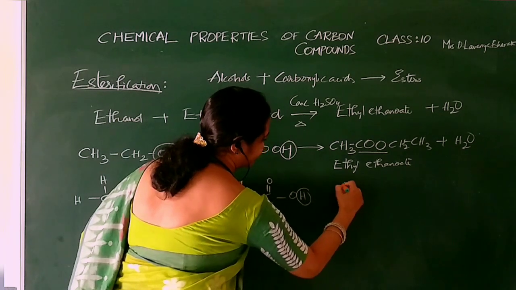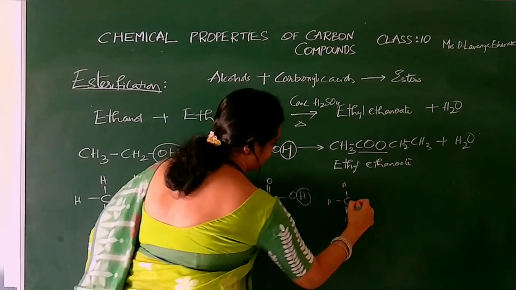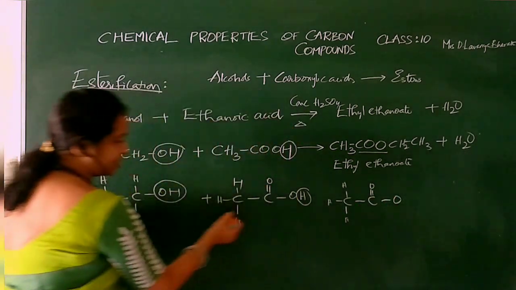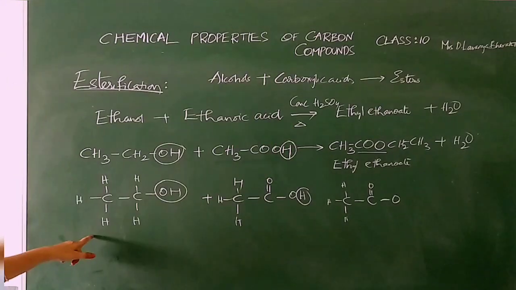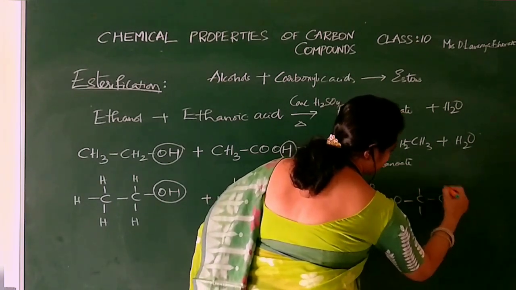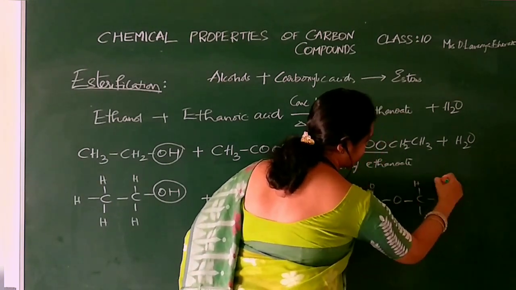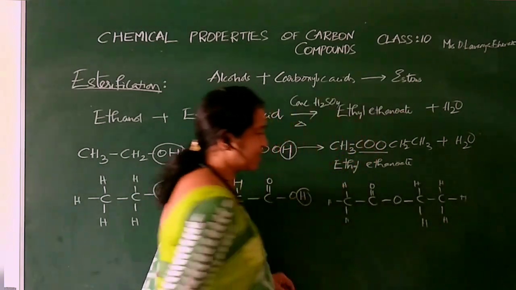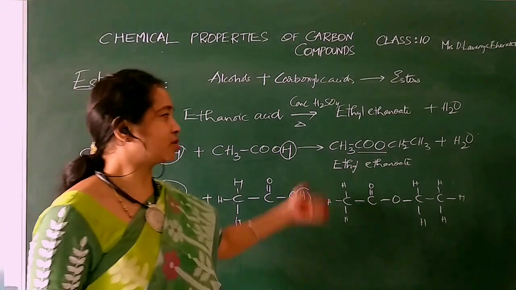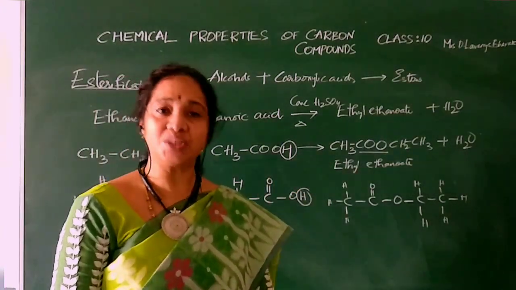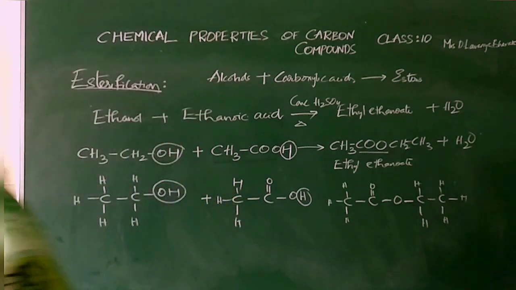CH3, C double bond O, single bond O. I have written this part, and the ethyl group is connected. This is the ethyl group: H, H, H, H, and H. The ethyl group is C2H5. So this is the structure of ethyl ethanoate. So these are esters, which are the sweet smelling compounds.